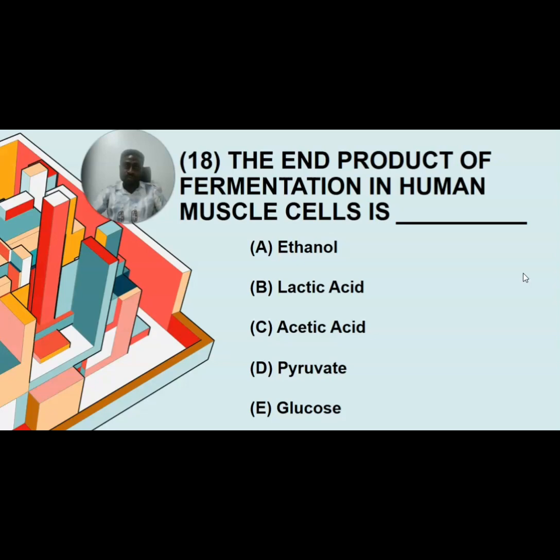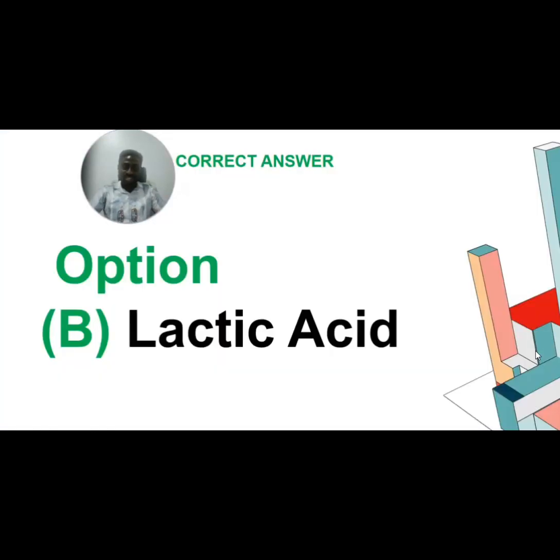Okay, moving on. Question 18 says the end product of fermentation in human muscle cells is dash. When fermentation occurs, what is the end product? Fermentation is a breaking down process that does not require the presence of oxygen, so it's an anaerobic reaction. So is it A, ethanol, B, lactic acid, C, acetic acid, D, pyruvate, E, glucose? Have you written down your answer? Let's compare what we have in our slide here. The answer is option B. The end product, or the finished product, will be lactic acid, and that's what the muscles use for their activities.